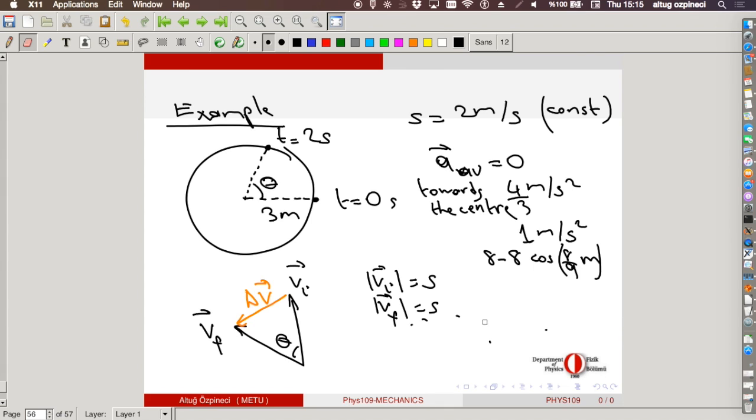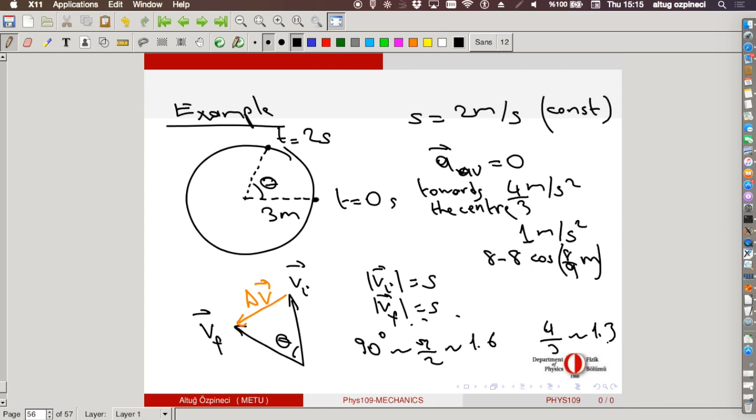Okay, 4 over 3 radians, is it smaller than 90 degrees or larger than 90 degrees? Okay, 90 degrees corresponds to pi over 2. Pi is something like 3.1, so this is 1.6. 4 over 3 is something like 1.3. It is smaller than 90 degrees, so this sketch is still correct.